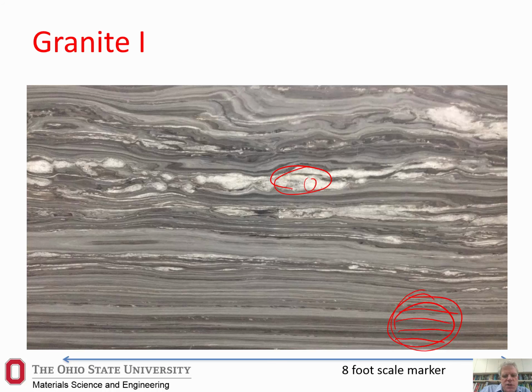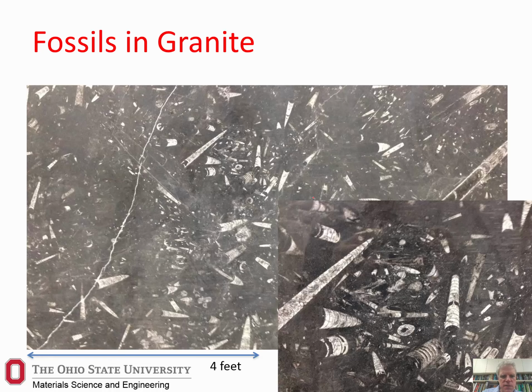This is a macrostructure, and it's macro because this is about 8 feet long, whereas normally we're going to put scale markers on here that are much, much shorter than that. The point is you can see different features, you can see different chemistry, and if you're good at it, you can really engineer these sorts of things.